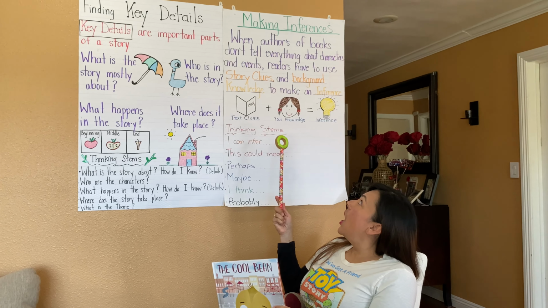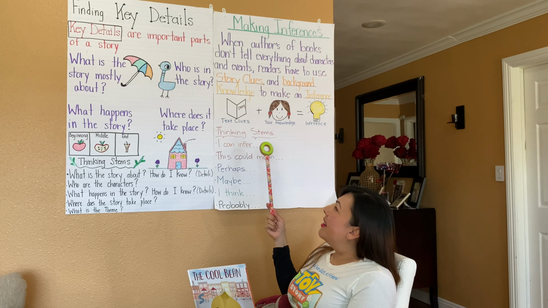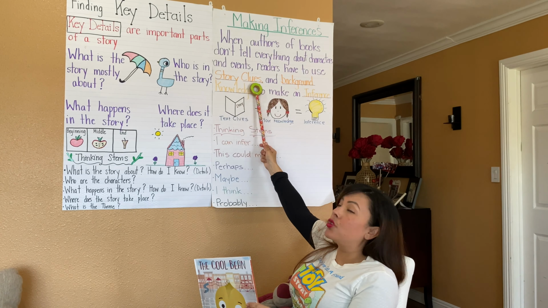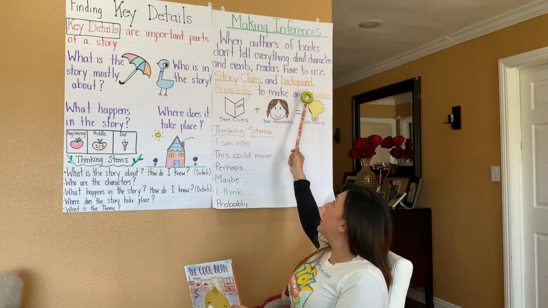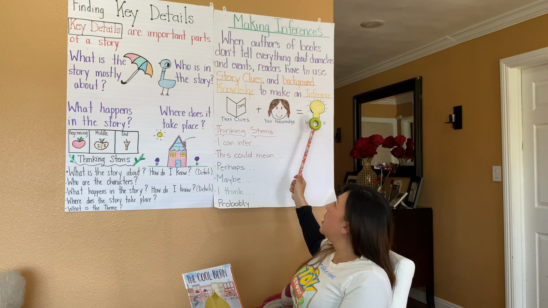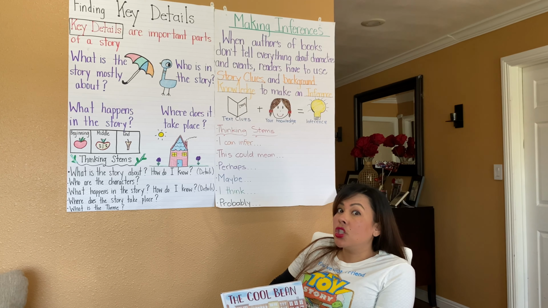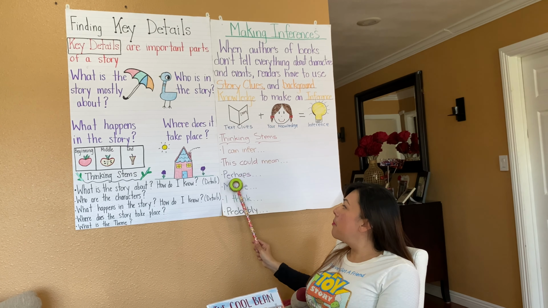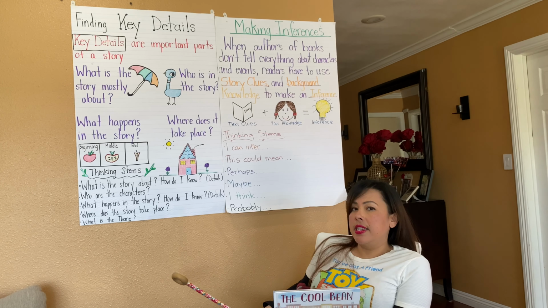So that's when an author of books doesn't tell us what is in the story, or doesn't tell us everything. They give us clues, and readers have to use story clues and our background knowledge, what we already know about, to make an inference. So an inference is we come up with an idea. Clues, your knowledge, we come up with an idea. And these are thinking stems. So when we answer, I want you to use these. I can infer, this could mean, perhaps, maybe, I think, probably. Okay, and you can even use my idea is.